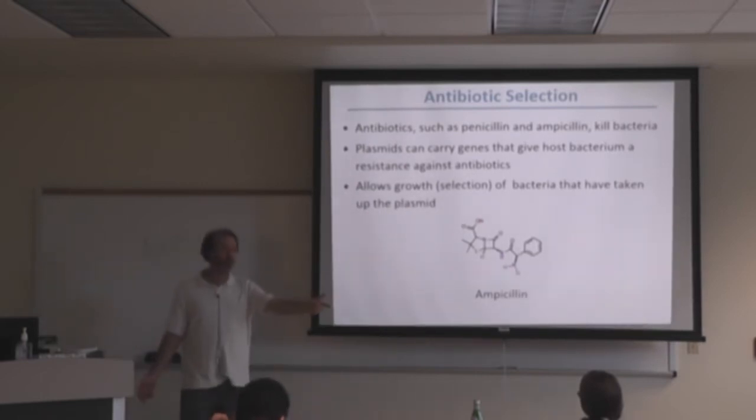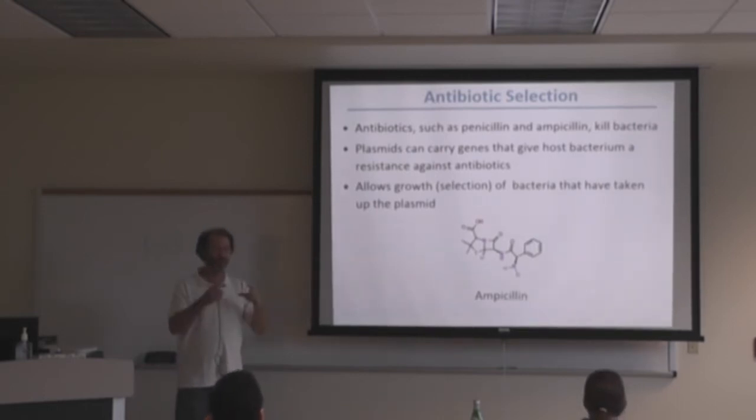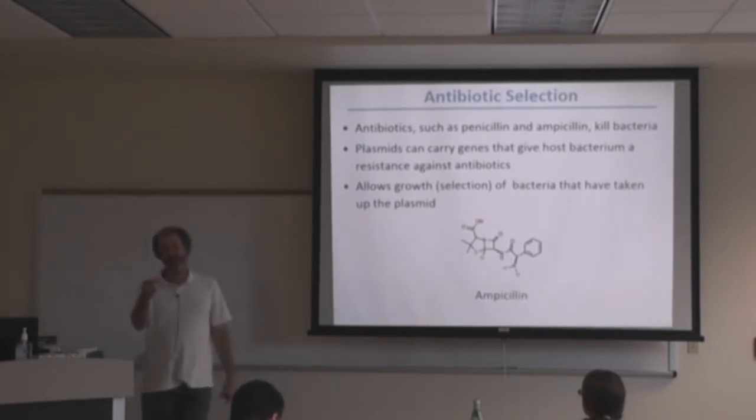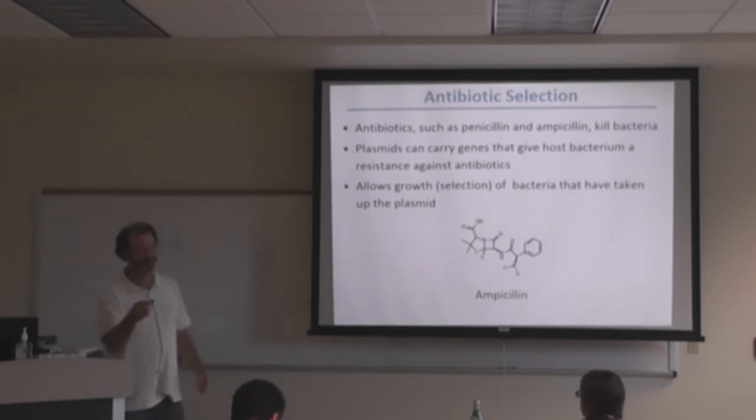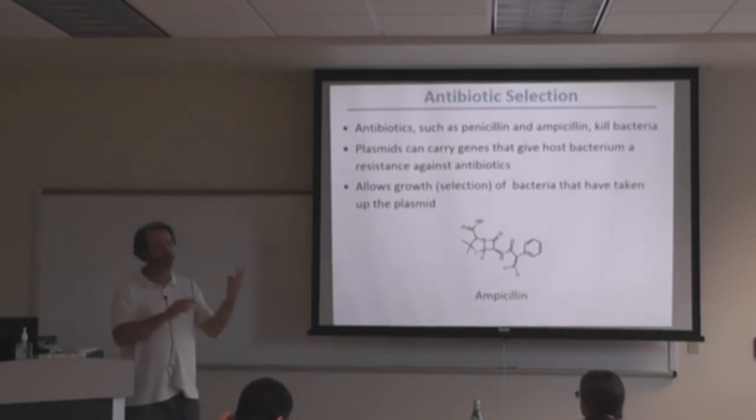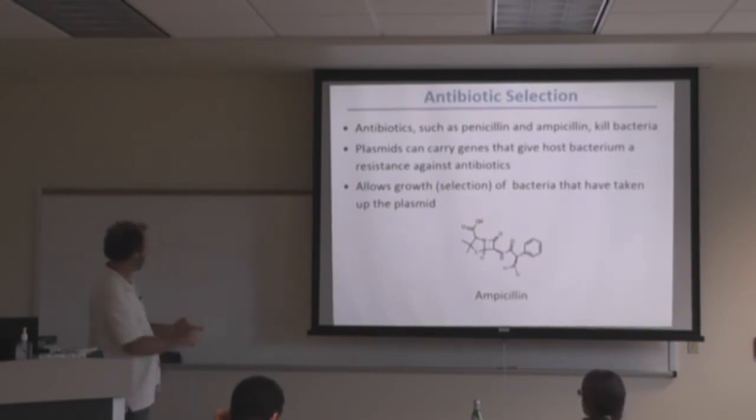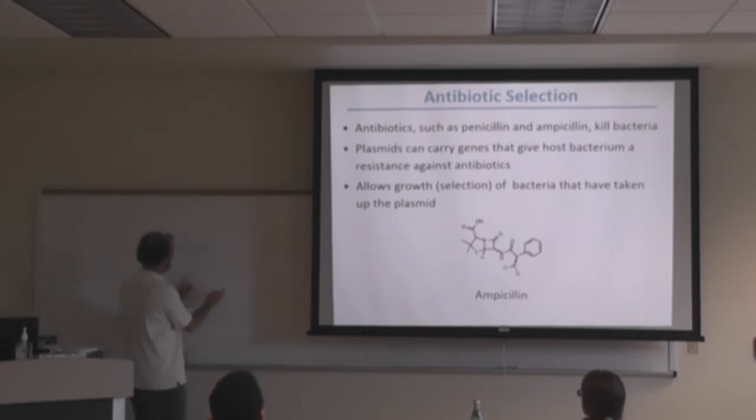So in methods two, do you remember the vector you used? There's two selectable markers in that. I'm not talking about the TA cloning that you were ultimately using. There's two selectable markers in the clone you're going to use for methods two. There's ampicillin resistance. And then in the plasmid, they inserted a gene that's normally lethal to those bacteria, but that's where the polylinker site is.